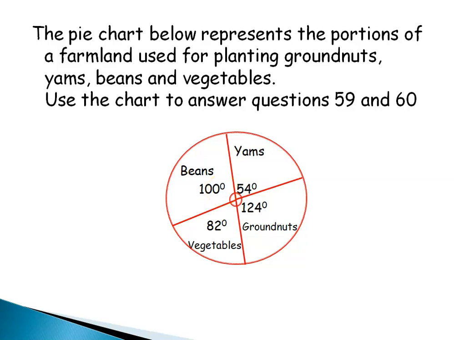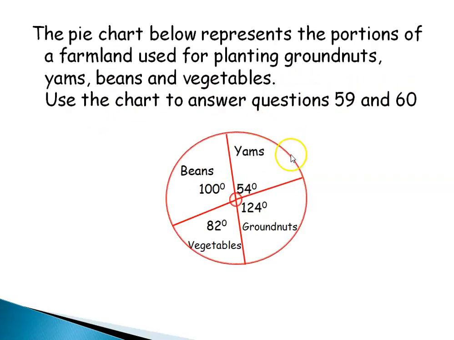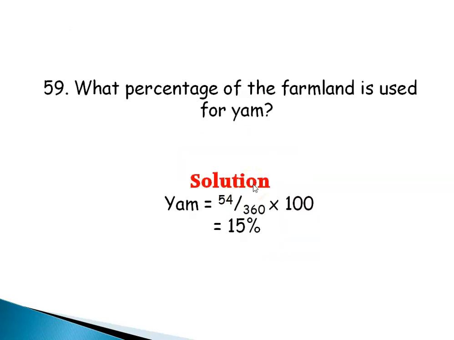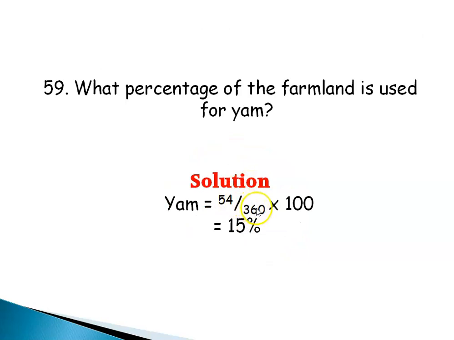So let's look at what the question requires of us. Question 59. What percentage of the farmland is used for yam? Let's go back and see what yam is. Yam is 54 degrees. Now for us to get the percentage, remember that a pie chart is like a whole circle. And the total number of degrees in a circle is 360 degrees. So we are going to say for yam, 54 degrees divided by 360 degrees multiplied by 100, because we want to express it as a percentage. So 54 divided by 360 times 100 will give us 15%. So this is the percentage of the farmland used for yam.